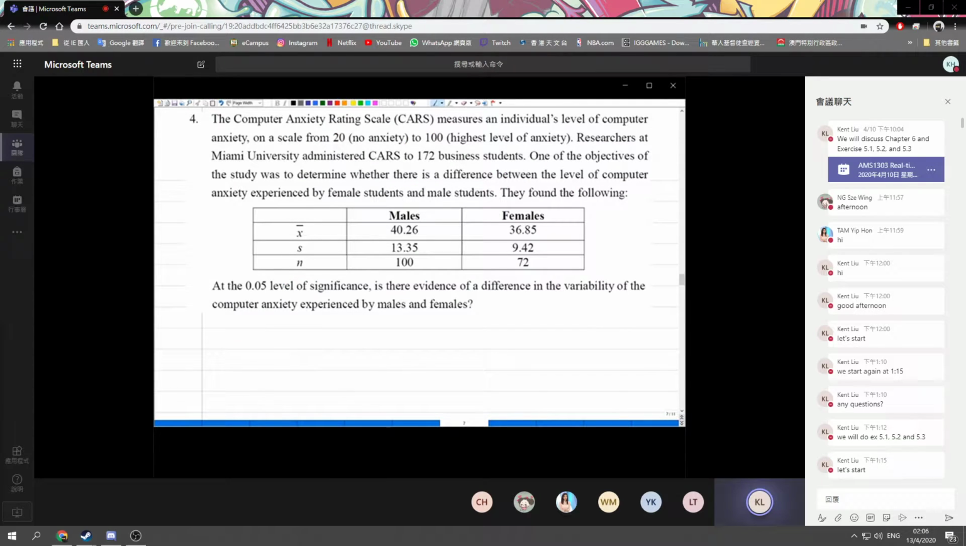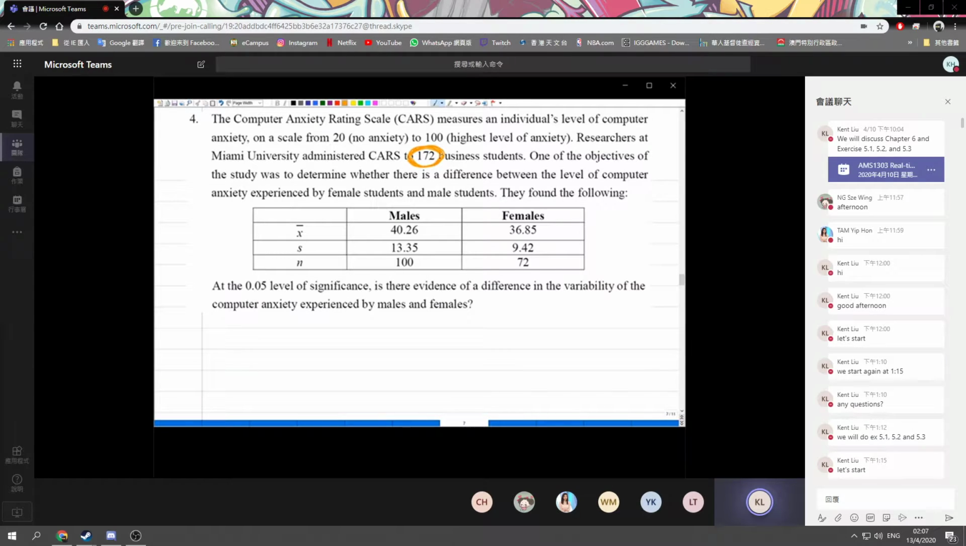Here we will change the question to another type. Here we want to test about two population variances. Here we have a computer anxiety rating scale. And this is a measure about an individual's level of computer anxiety. It ranges from 20 to 100. And here, a researcher from Miami University conducted an experiment about this anxiety, and it collected data from 172 students.